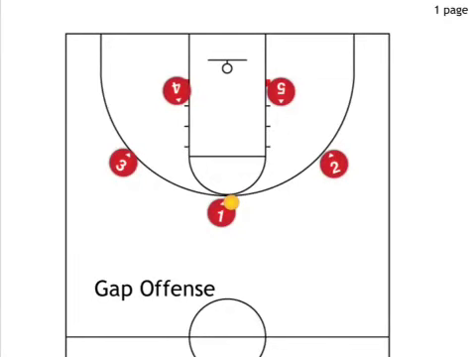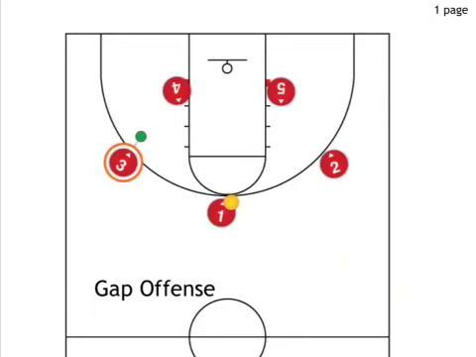This is gap. This is our offense to counter a zone defense. It starts in sort of a 3 out, 2 in kind of set. Now we've got 1, 2, and 3 at the perimeter. They're out. 4 and 5 are both in, at the low blocks.